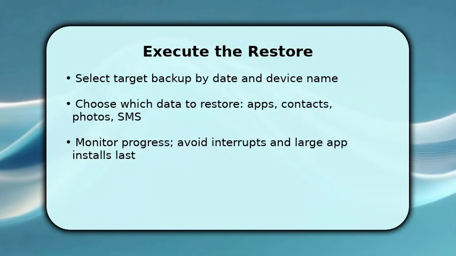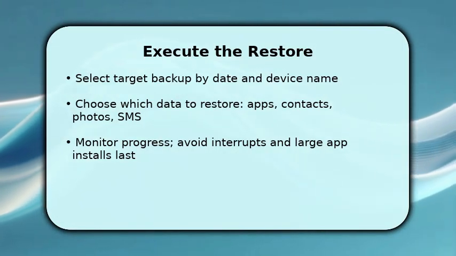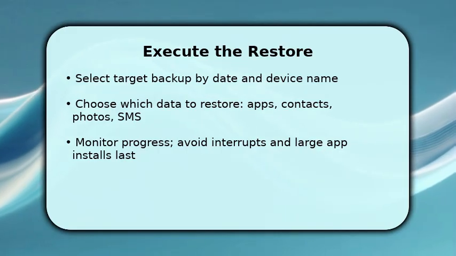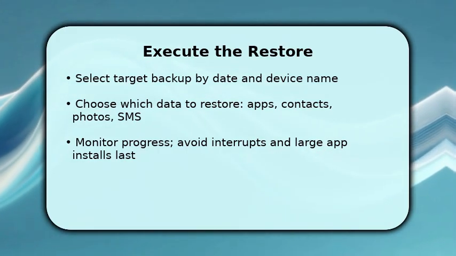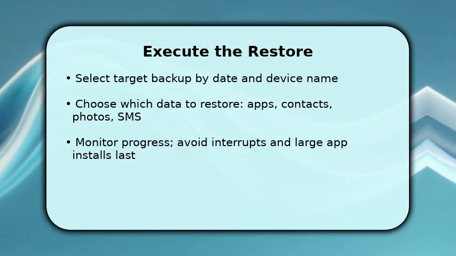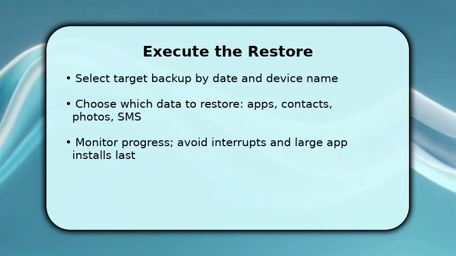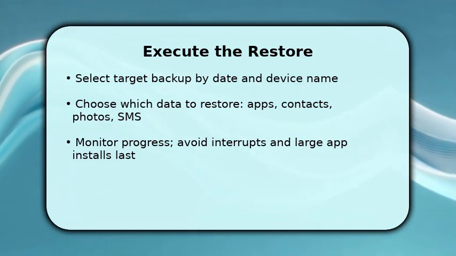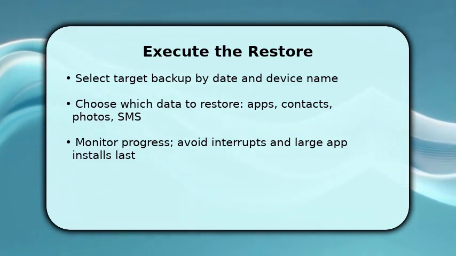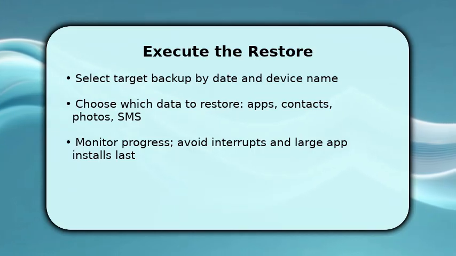You will now choose the specific backup to apply and why. Pick the most recent full backup to recover settings and apps. Once selected, tap Restore and selectively enable items you need first, contacts and messages before large games, to speed initial access. Android downloads app packages then reinstalls.